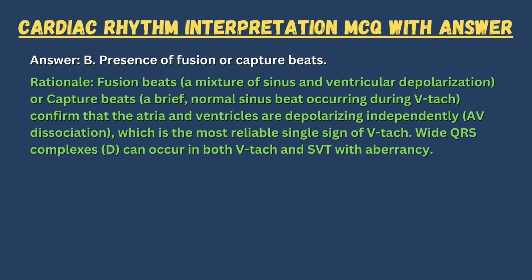Rationale: fusion beats, a mixture of sinus and ventricular depolarization, or capture beats, a brief, normal sinus beat occurring during V-Tach, confirm that the atria and ventricles are depolarizing independently. AV dissociation is the most reliable single sign of V-Tach. Wide QRS complexes, D, can occur in both V-Tach and SVT with aberrancy.